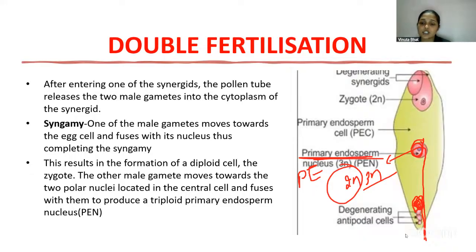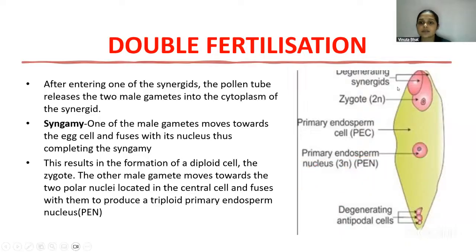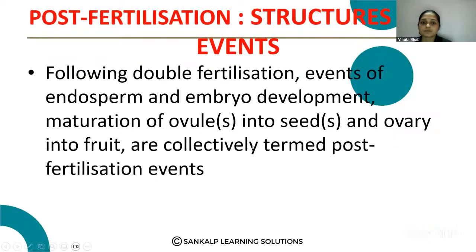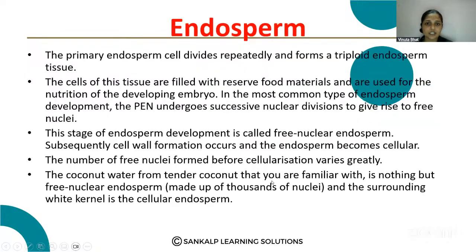After fertilization, the antipodals and the synergids degenerate. Only the zygote and the primary endosperm nucleus remain. Post-fertilization events include the maturation of the ovule into seed and the ovary into fruit. All these things are involved in the post-fertilization events. The very important thing is the endosperm.